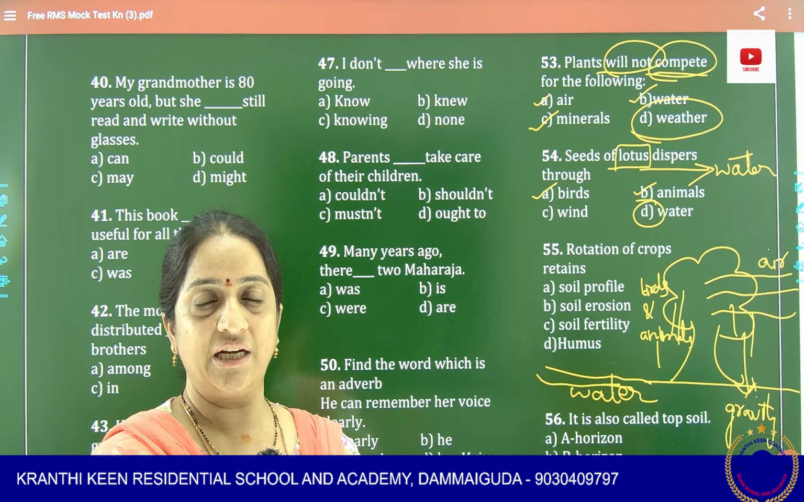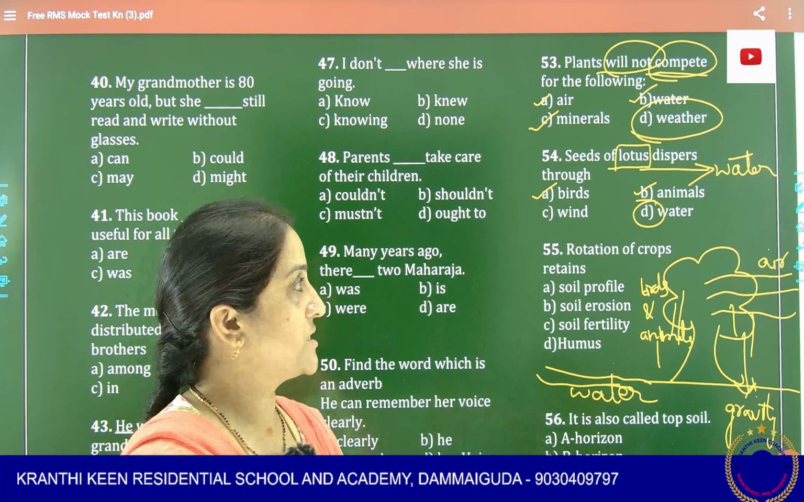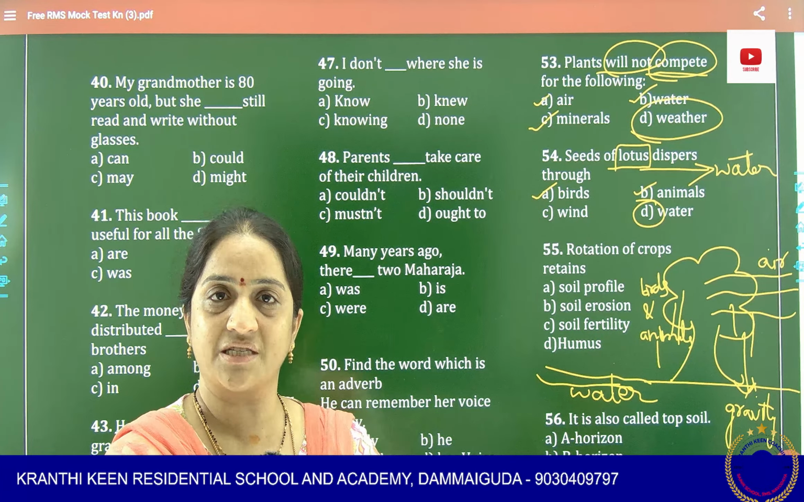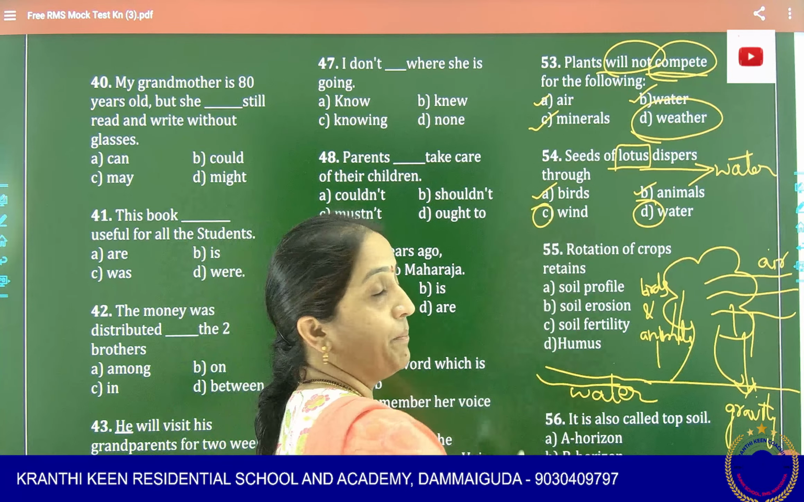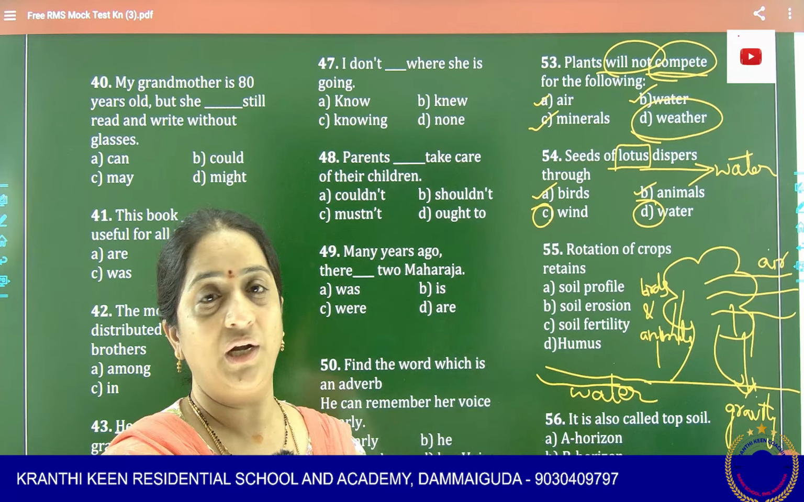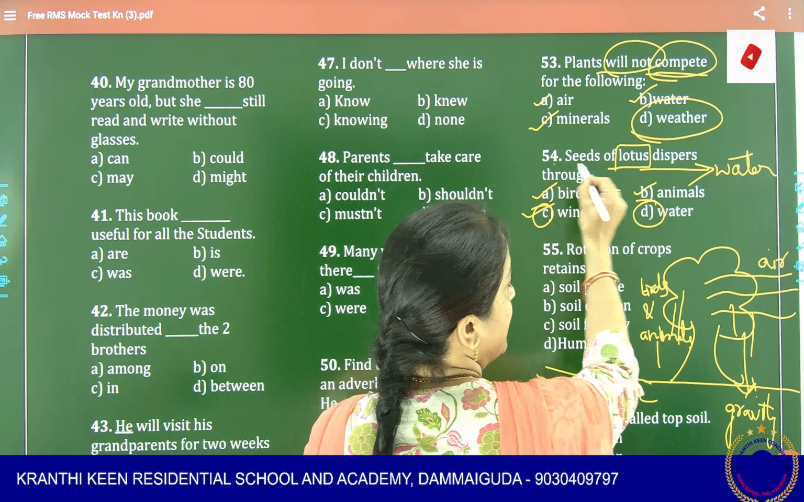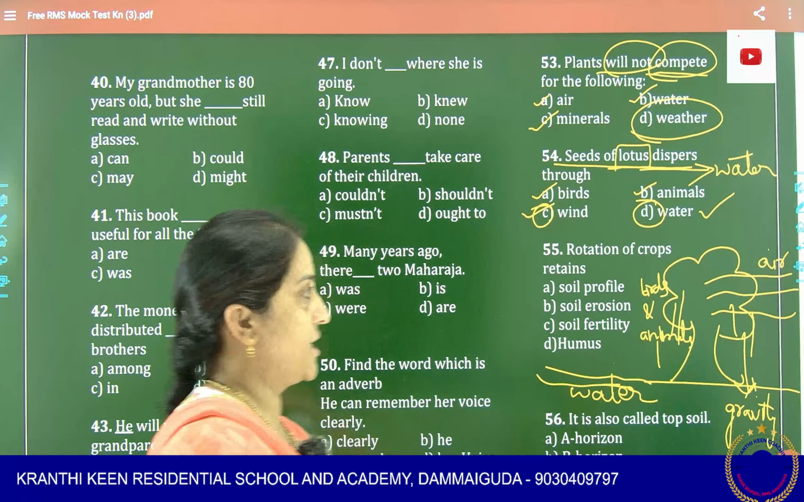So then the seed will get dropped by the bird in their droppings, whereas with animals' fur, many seeds will be stuck to the fur of the animals. Okay, so wind, like parachute shaped seeds will disperse through wind. So here the right answer is seeds of lotus disperse through water. So this is the right answer.